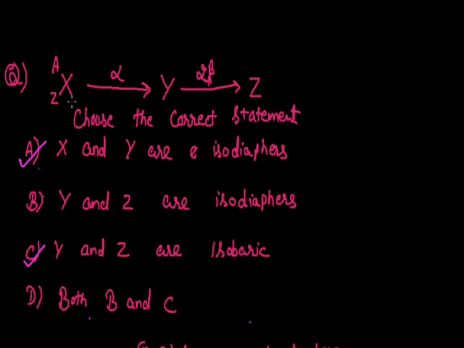Sometimes another type of question can also be asked, where they will be providing us the atomic number and the mass number of the parent as well as the daughter nuclei, and they can ask us the question about the number of alpha and beta particles emitted in this kind of change.